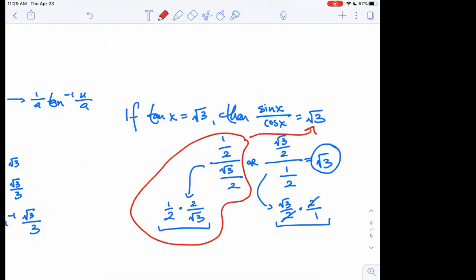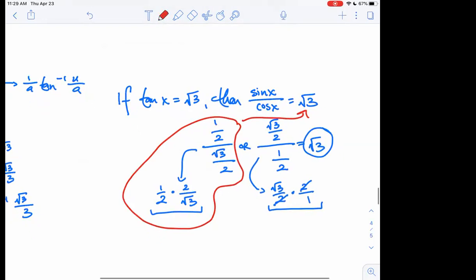So now I want you to find an angle on your unit circle that has a y value of root 3 over 2 and an x value of 1/2.